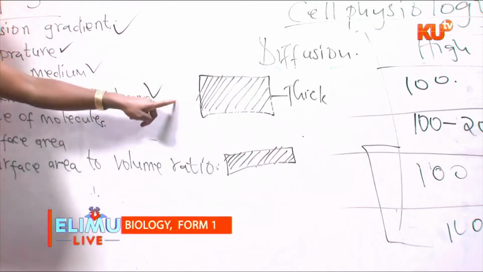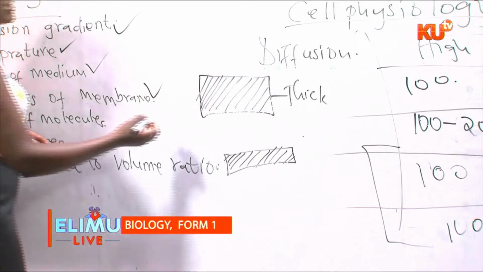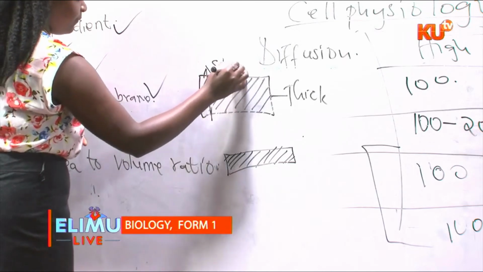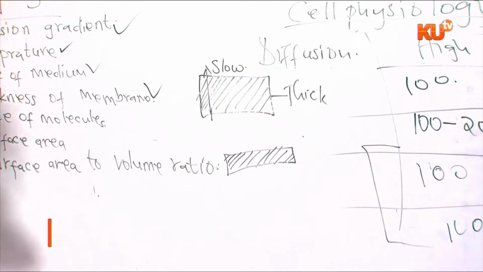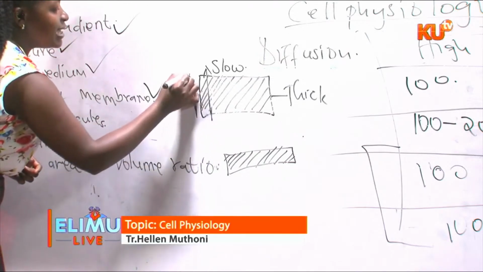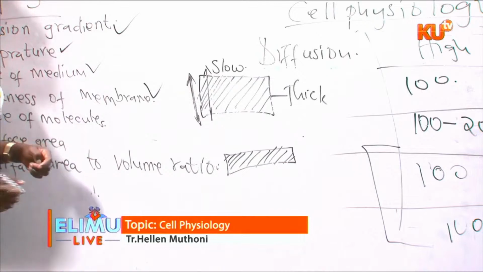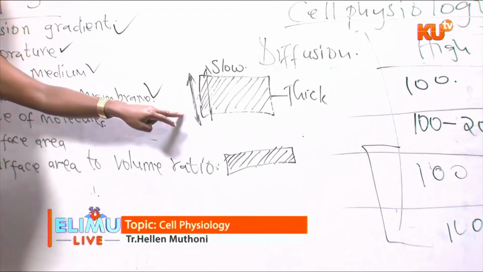So in thick membranes such as this, the rate of diffusion is slow. The reason why the rate of diffusion is slow is because the diffusing molecules will travel a longer distance. This distance is long, so they will travel a longer distance to the other side to cross to their region of low concentration. So this makes the rate of diffusion slow.